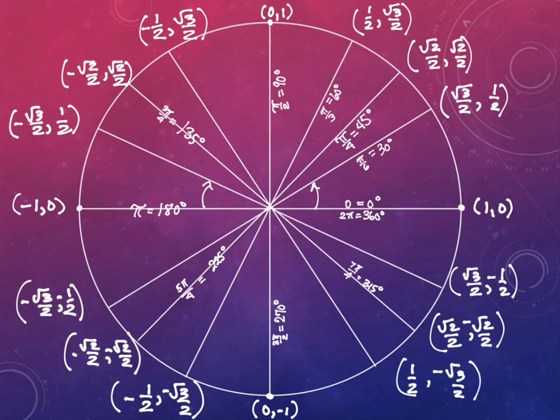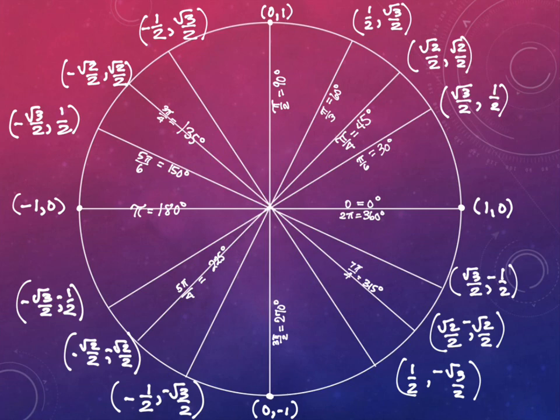We're at 150, okay? So this mark right here is 150. And it's 5 pi over 6. So we go up or subtract off a pi over 6 from the pi measure. So it's pi over 6.